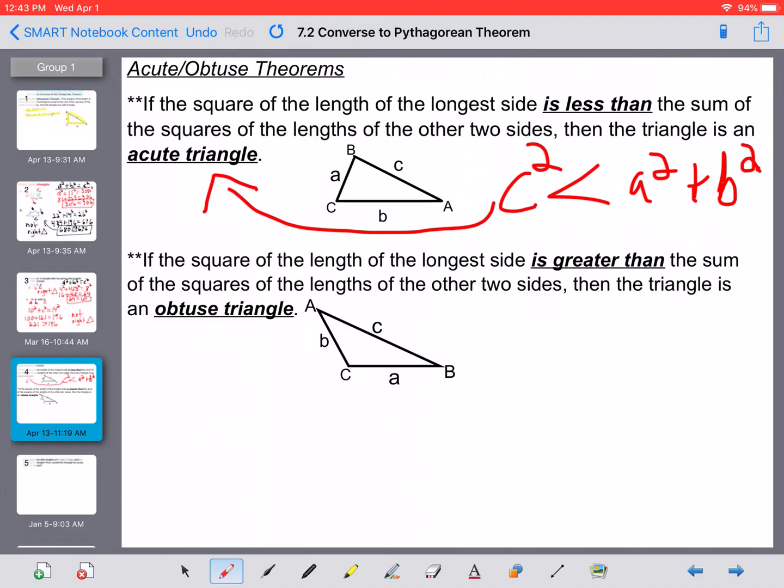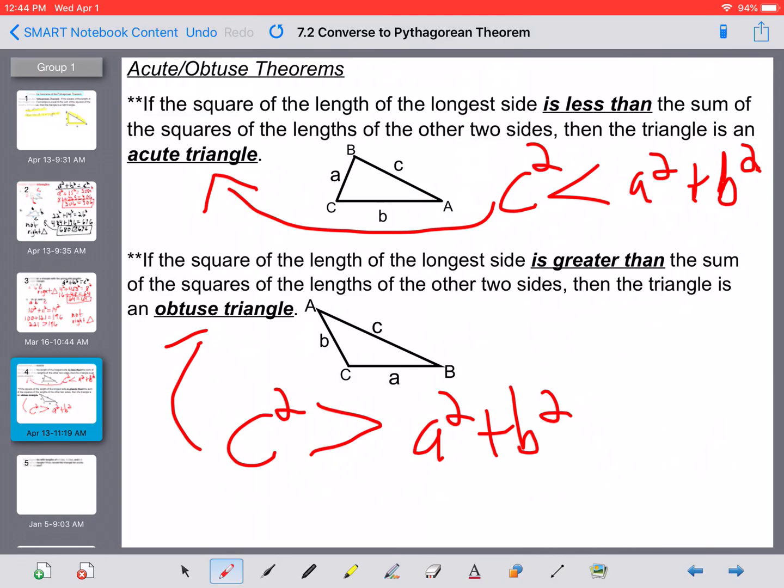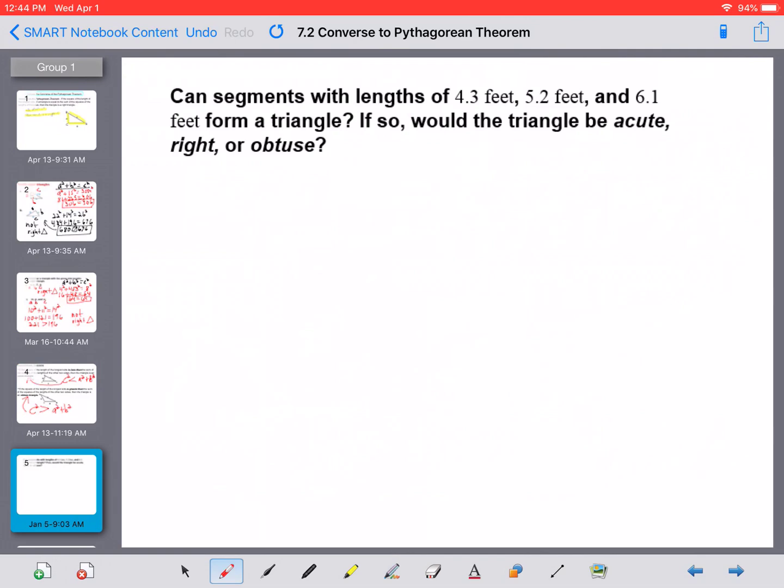And the opposite, if the square of the longest side or the hypotenuse is larger than the combined value of the squares of both sides, let me erase that real quickly and make it better. So if it's larger than A squared plus B squared, then you know that it is an obtuse triangle. So again, if C squared is greater than A squared plus B squared, it is an obtuse triangle. Let's look at an example of this really quickly.